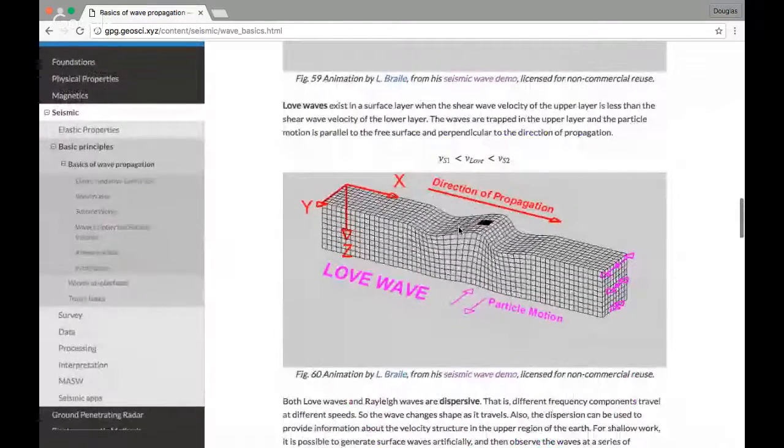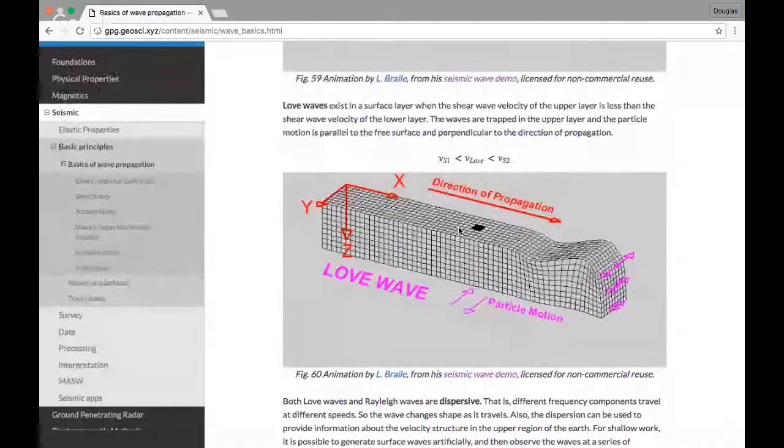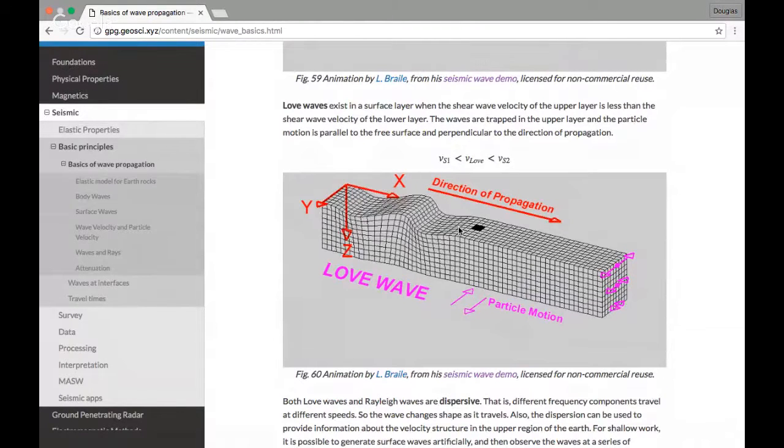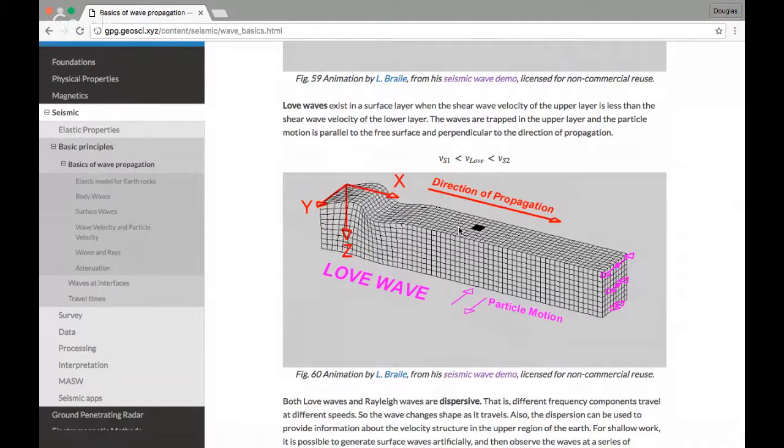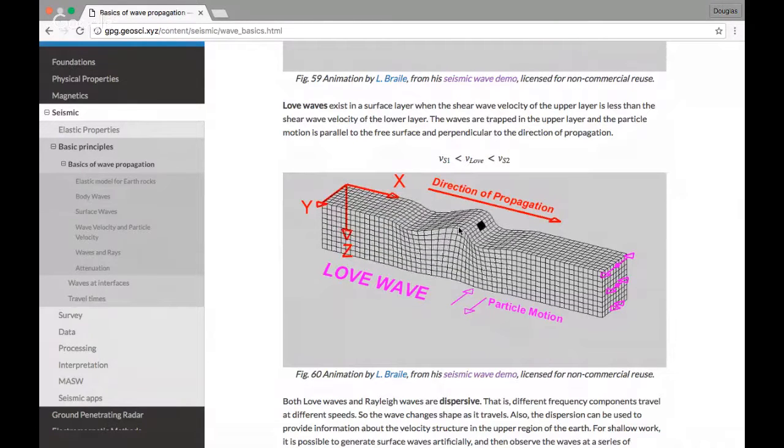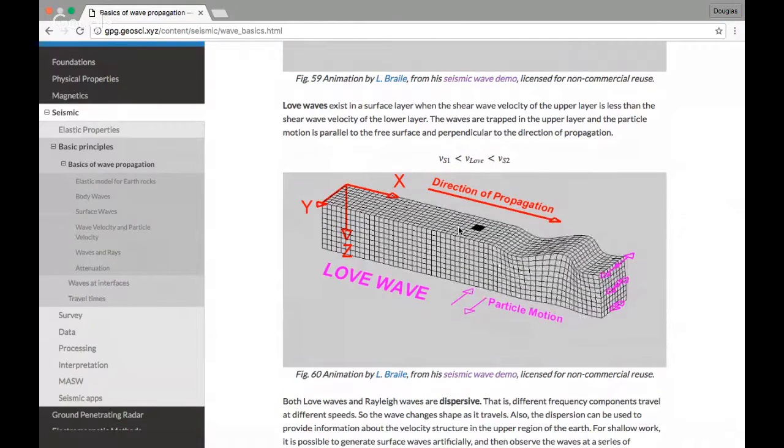And then there's also something called a Love wave. And again, this is much more related to the shear. So the energy is moving this way and the particle motion is moving back and forth, but it's confined to a surface and the amplitude decreases as you go down in depth.